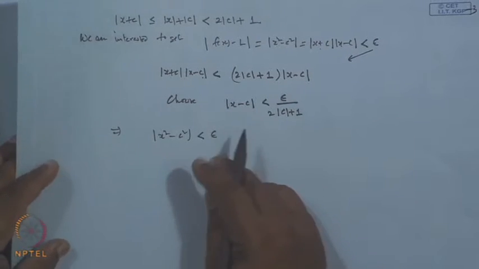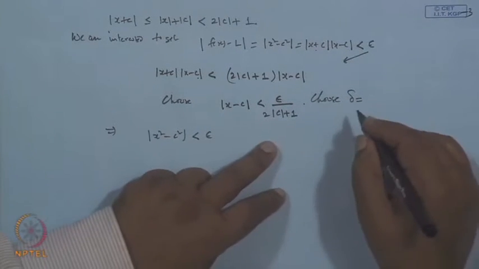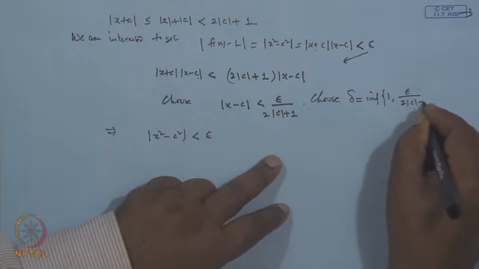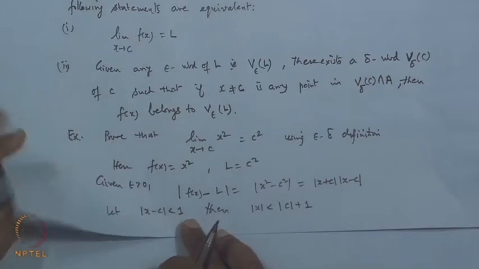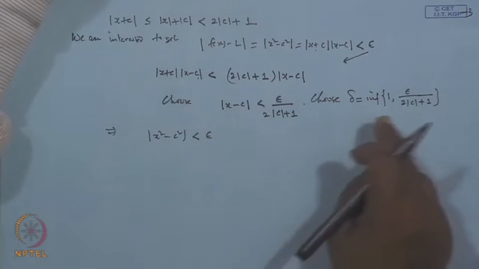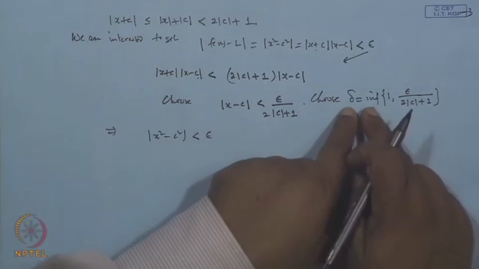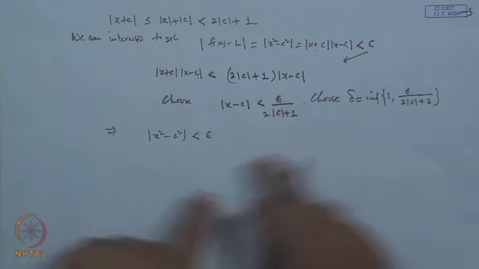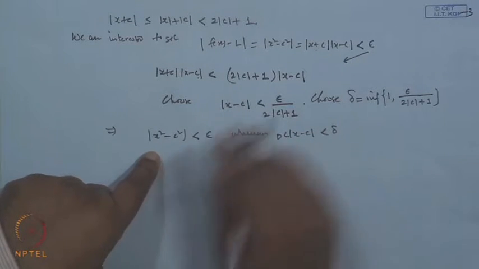If we pick from here, then choose delta to be the minimum of 1 and epsilon over 2 times (mod c plus 1), because you are getting two bounds for delta. One is x minus c less than delta, where delta is 1. Here also you are saying mod x minus c is less than this. So, if I choose the delta which is the minimum of these two, then for this particular delta, this result will also hold. That is, for a given epsilon, we can identify this delta such that if x satisfies mod x minus c less than delta, and of course greater than 0, then this will continue to hold.